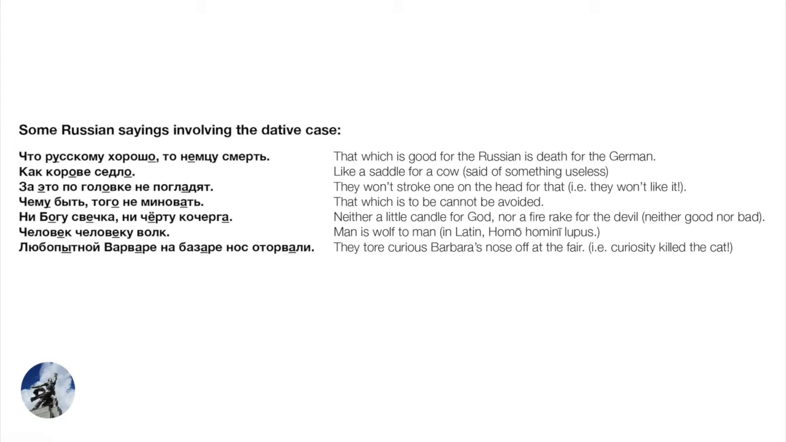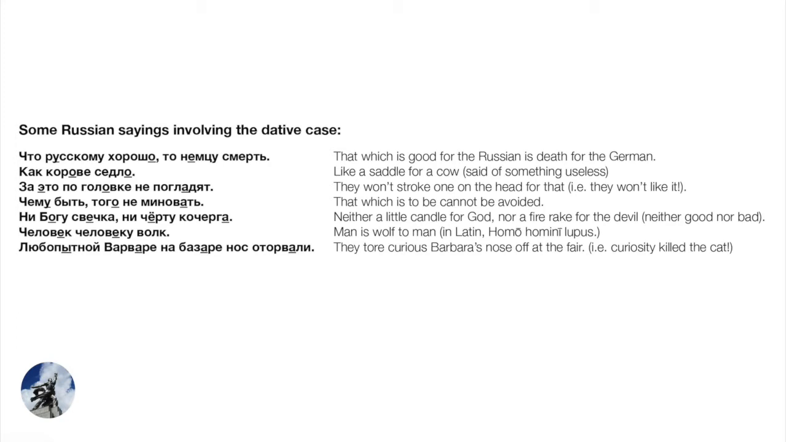Okay, любопытный варваре на базаре нос оторвали. This is a good example of something called dative of deprivation that we'll talk more about later, but usually we think of the dative in terms of indirect objects and giving people presents and doing things for people, right? They tend to be rather positive examples, but an indirect object can be both positively and negatively affected by an action. If it's negatively affected, we can call that the dative of deprivation or the dative of disadvantage.